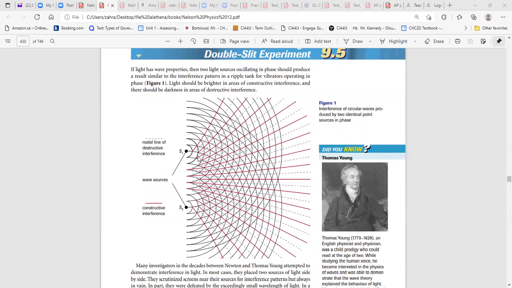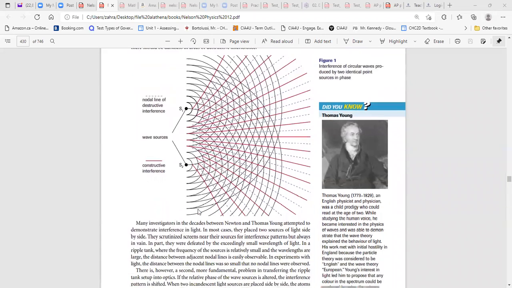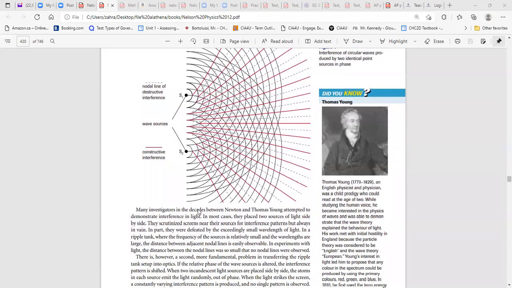The solid line tells you the maximum. If two maxima interfere, one from one source and the other from the other source, a bright point will be formed, and we will have constructive interference. If a minimum and a maximum interfere, we will have destructive interference. As you see, it's dark.